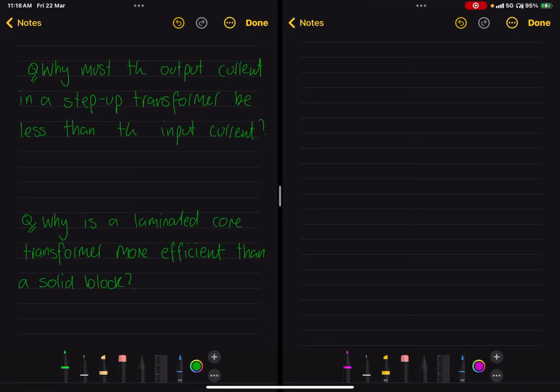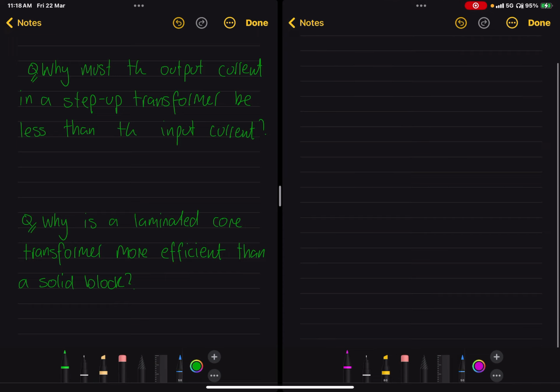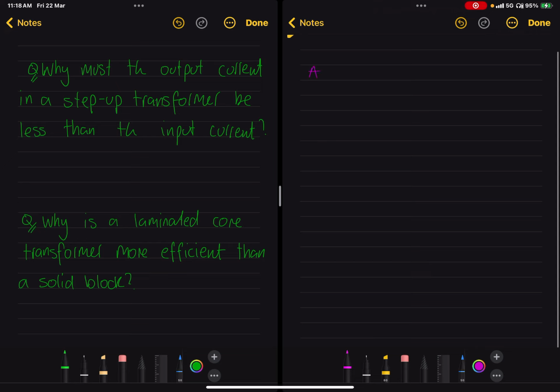Okay, so let's take a look at some more electromagnetics questions. So the first one here, we are asked, why must the output current in a step-up transformer be less than the input current? So if we think about this, we're told step-up transformer.